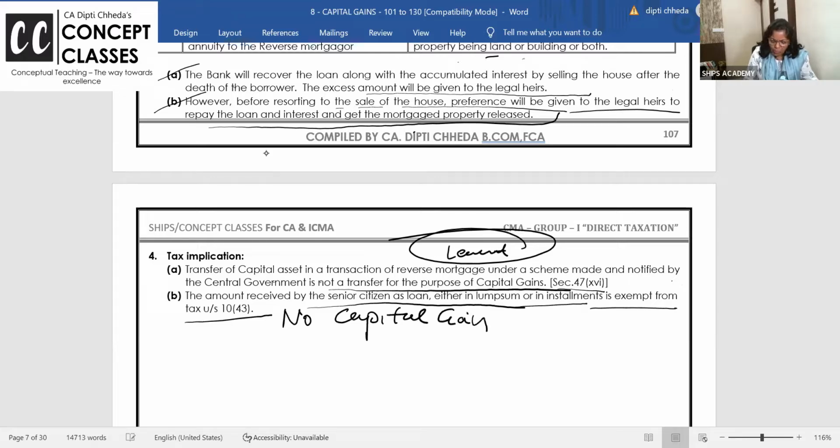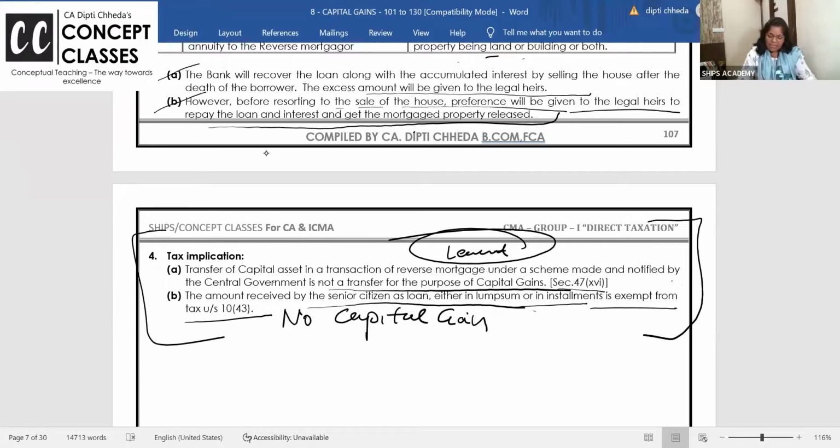These are the 2 points why we are studying it here. Senior citizen, you transferred your property to bank, this transfer is exempt. Senior citizen, you got the transfer value monthly, quarterly, annuity, it's exempt. You don't have to pay any capital gain because this consideration received is exempt under section 10(43).